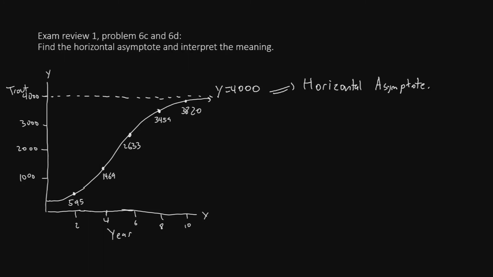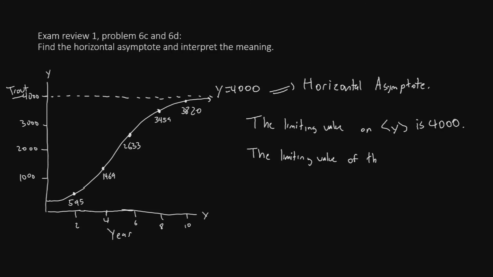Now to interpret the meaning, we can say the limiting value on y is 4,000. So once again, we look to the graph, remind ourselves that y represents the number of trout. So we can say the limiting value of the number of trout is 4,000. That's enough to get the point across.